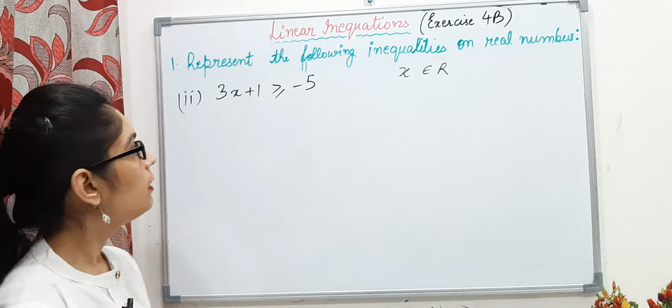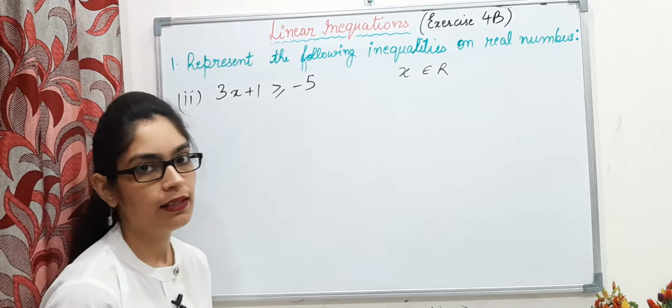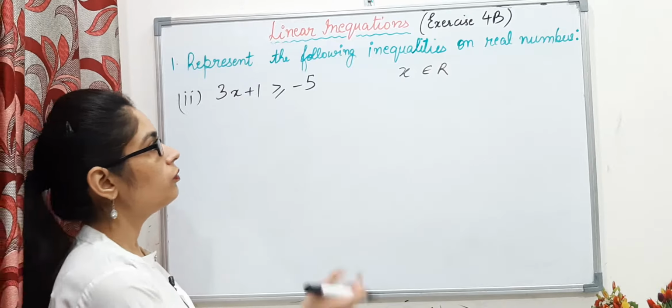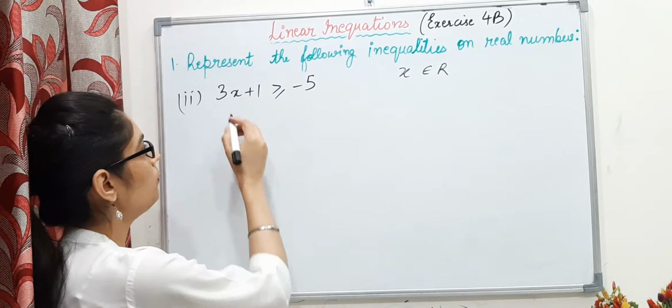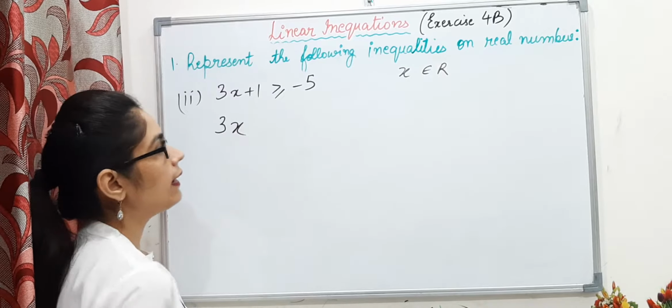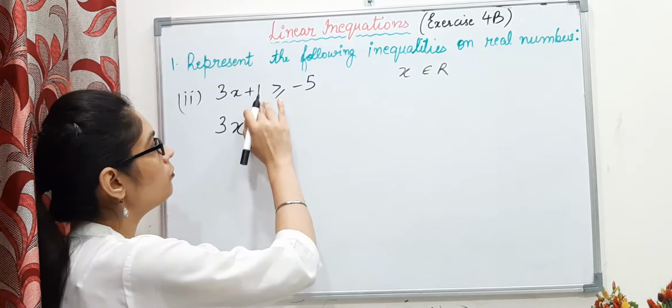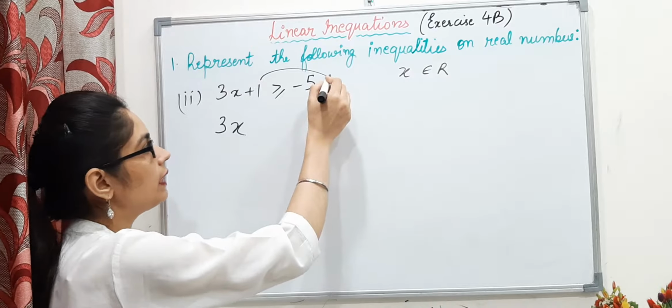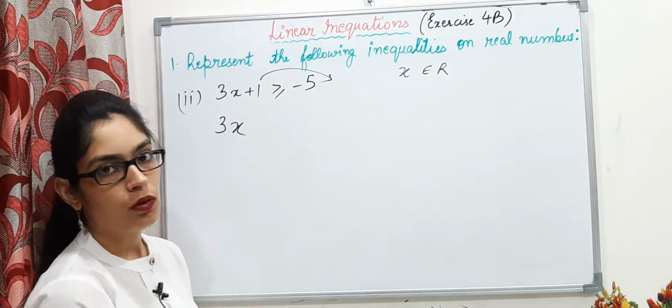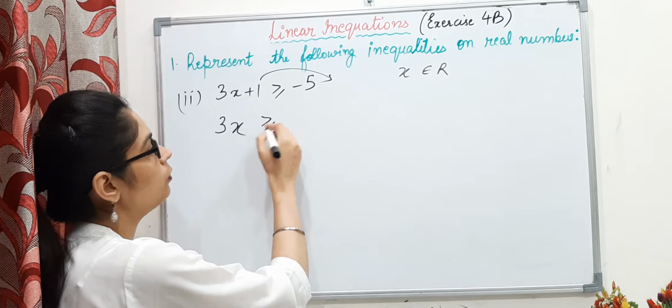In the second part it's given 3x plus 1 is greater than or equal to minus 5. So first of all we have to find the value of x. Same way we will do, like terms we will write together. So 1 and minus 5, both of these are like terms, so 1 I will shift to the other side, plus 1 on shifting to the other side will be changed to minus 1.